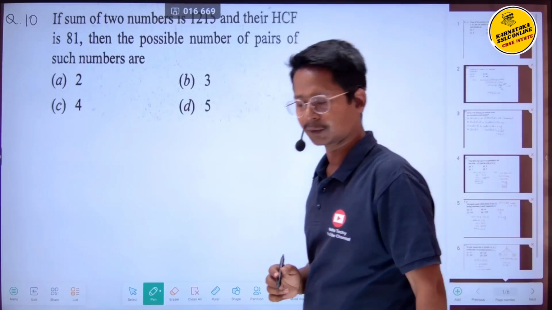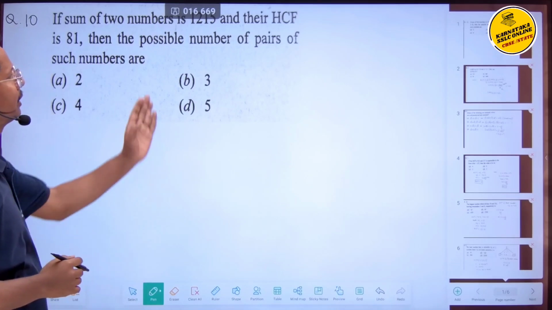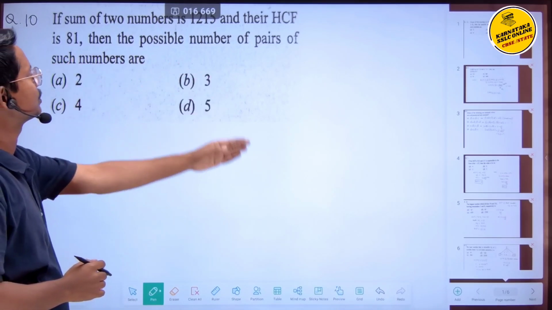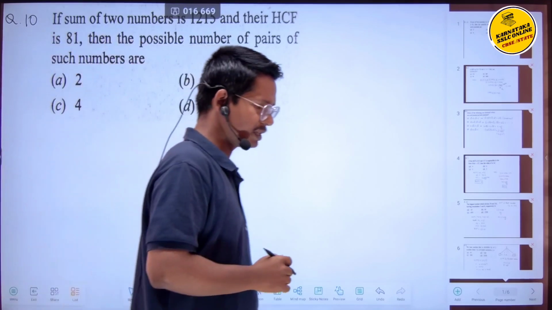Yes, last question, very important. If the sum of two numbers is 1215 and their HCF is 81, then the possible number of pairs of such numbers are. Okay, so try to understand the question a little.